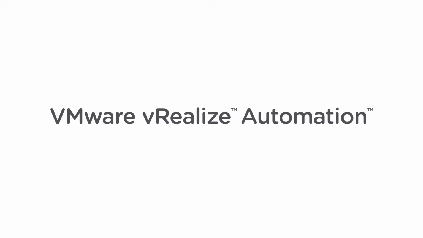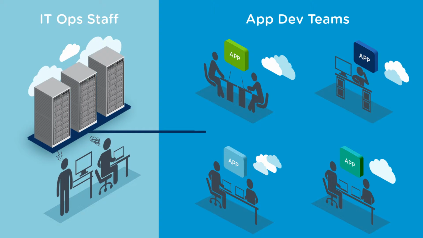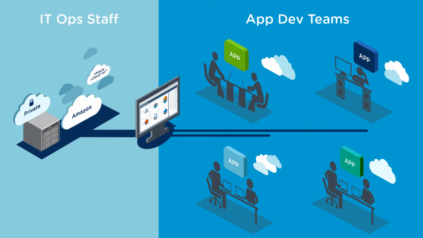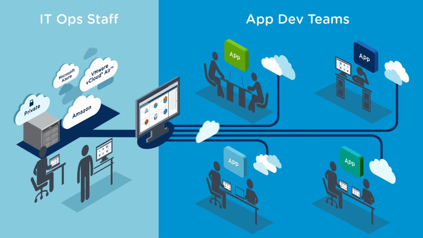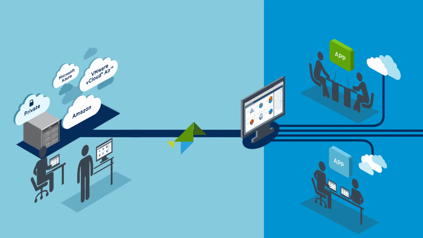How? VMware vRealize Automation. vRealize Automation drives the agility your business needs by automating the delivery of personalized IT services. It abstracts applications from infrastructure and then infrastructure from resource pools. Because of this, you can do two things you haven't been able to do before.